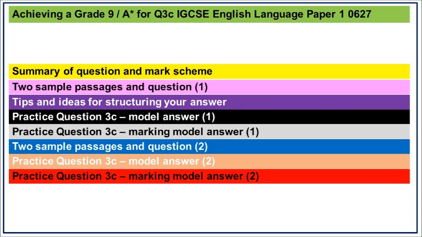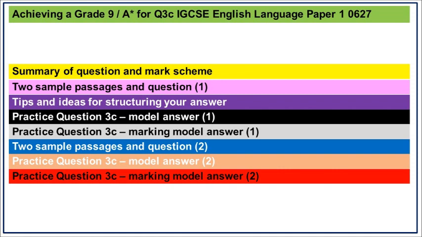In order to help you navigate between sections particularly useful to you, I've colour-coded headers as shown below. Yellow summarises the format of 3C and includes the top 3 bands of the mark scheme. If you're aiming any lower, this video is not for you. Pink shows 2 sample passages with a question. Purple gives you some tips and ideas for structuring each section of your answer with separate advice given for each bullet point. Black is my model answer. Grey contains annotations of this model answer showing how it meets the different criteria of the mark scheme.